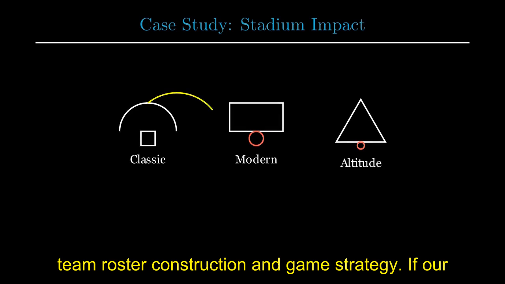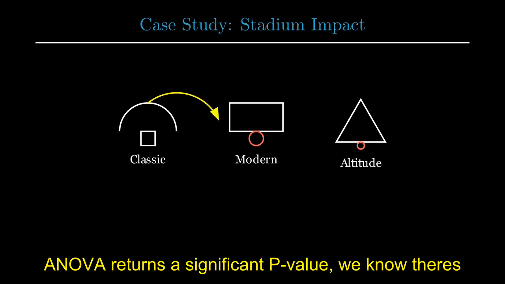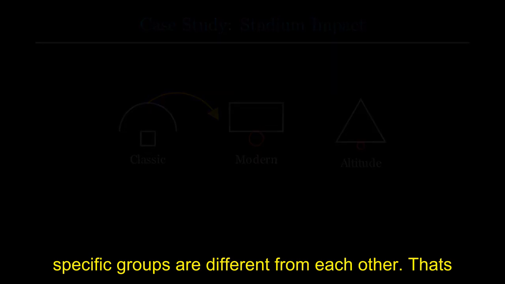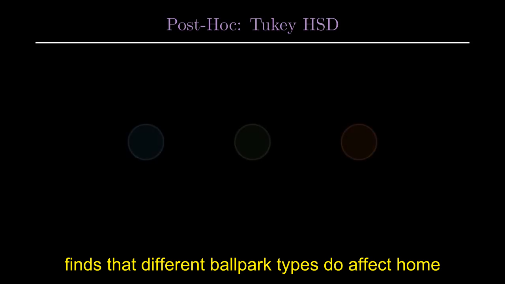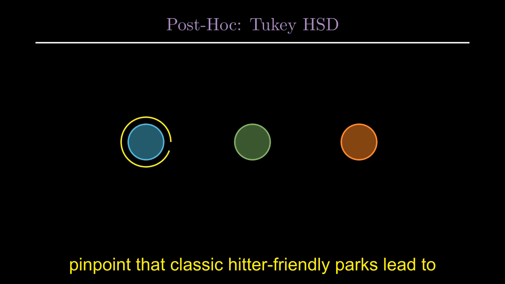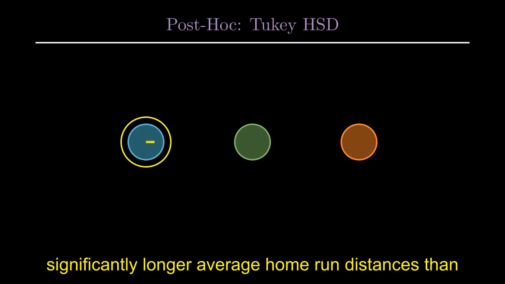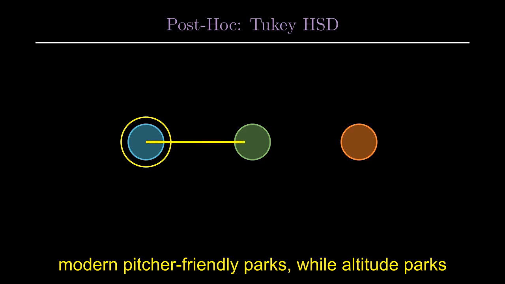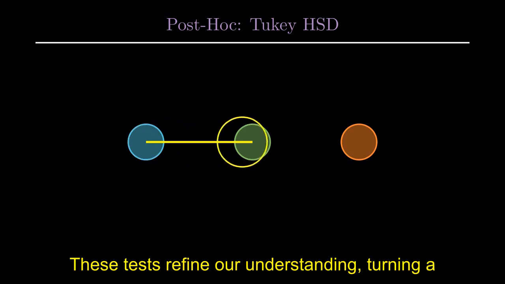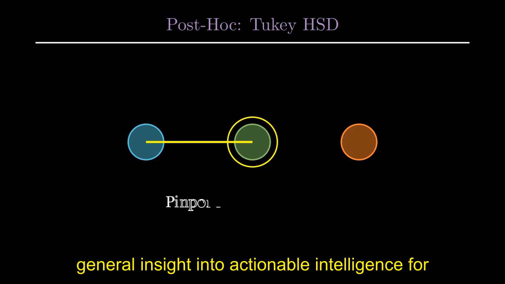If our ANOVA returns a significant p-value, we know there's a difference somewhere, but we don't know which specific groups are different from each other. That's where post-hoc tests come in. Think of them as follow-up investigations. After our initial ANOVA finds that different ballpark types do affect home run distances, a Tukey HSD post-hoc test might then pinpoint that classic hitter-friendly parks lead to significantly longer average home run distances than modern pitcher-friendly parks, while altitude parks are only significantly different from one of them. These tests refine our understanding, turning a general insight into actionable intelligence for GMs.